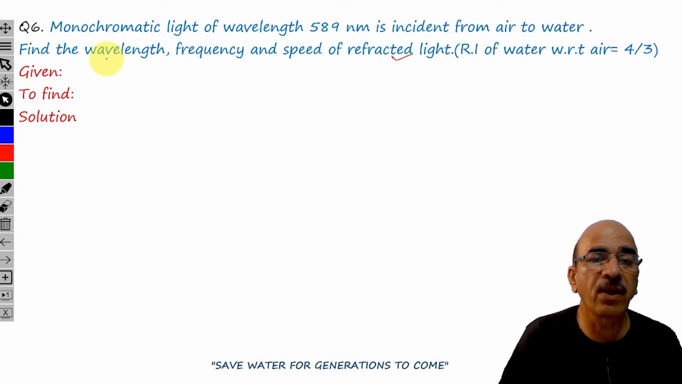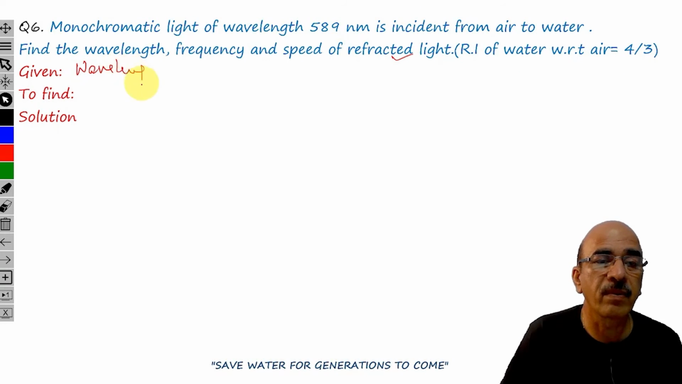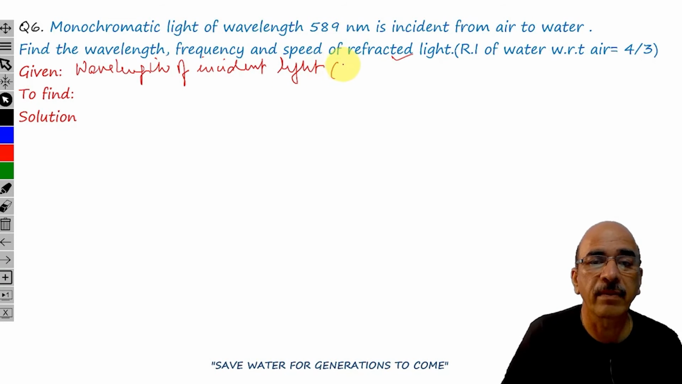So first of all we have to write down given क्या है इसमें ना. So we write down wavelength of incident light. This is 589 nanometer, and we can convert into meter. 589 into 10 raised power minus 9 meter. Okay. So this will be conversion here.